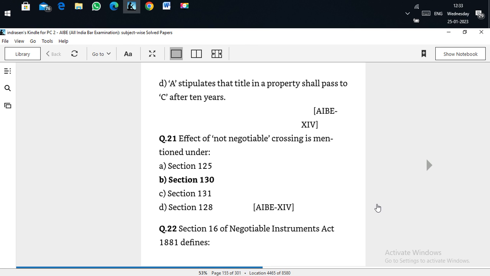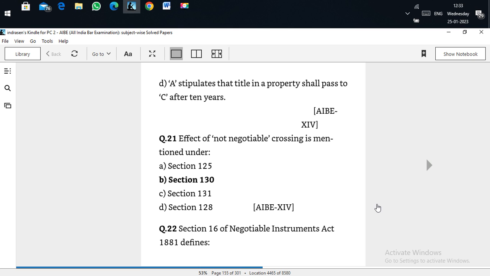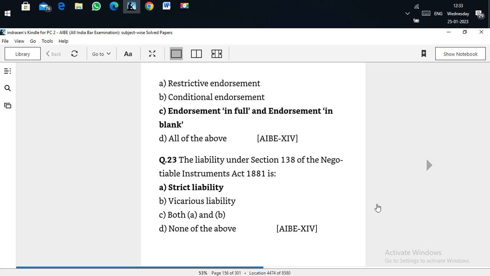Effect of not negotiable crossing is mentioned in Section 130 of the Negotiable Instruments Act. Section 16 of the NI Act 1881 defines endorsement in full and endorsement in blank. Liability under Section 138 of the NI Act is strict liability.